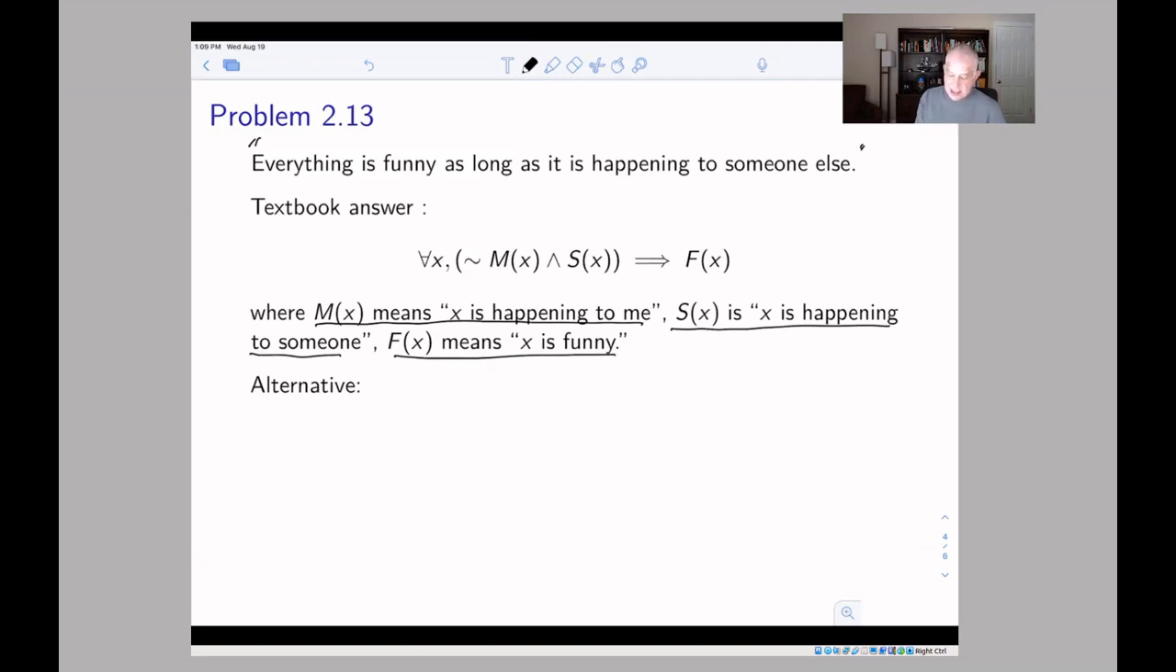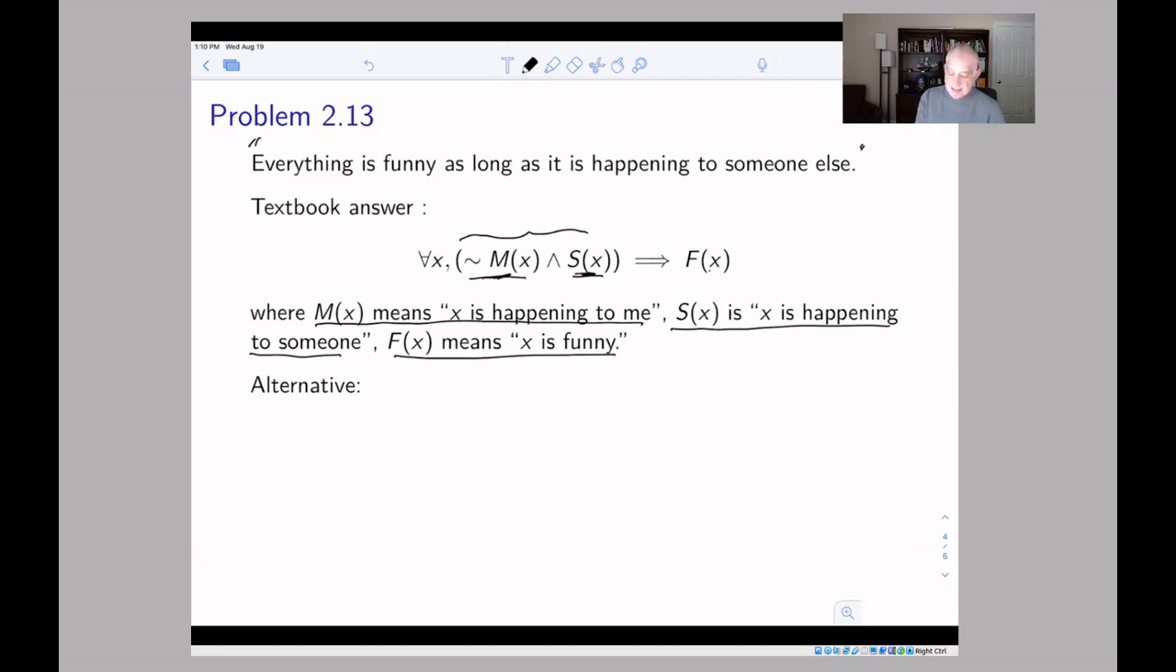And so they say for all x, not m of x and s of x implies f of x. So this is going to be true if whatever x is, it's happening to someone and not happening to me. If those are true, then that means that x is funny. It's written in a funny way because it doesn't look like an if-then statement, but what it really is saying is, if something's happening to someone else, it's funny. But if it's happening to me, it's not funny. So that's what this says. If something's happening to someone else but not me, then it's funny.